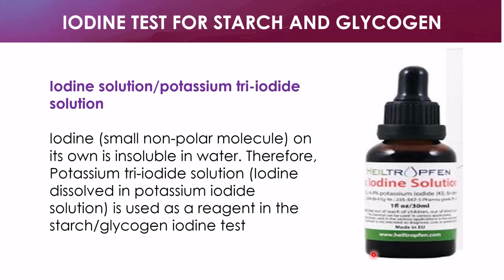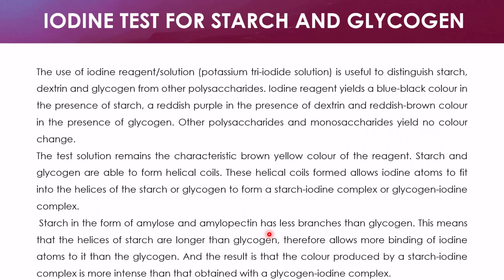Iodine test for starch and glycogen. First of all, what we have to notice is that iodine solution or reagent can also be called potassium triiodide solution or potassium triiodide reagent. Iodine, which is a small nonpolar molecule, is on its own insoluble in water. Therefore, potassium triiodide solution, which is iodine dissolved in potassium iodide solution, is used as a reagent in the starch or glycogen iodine test.